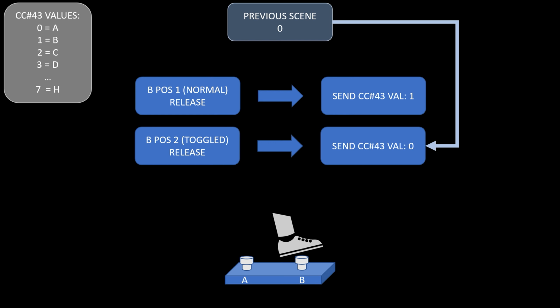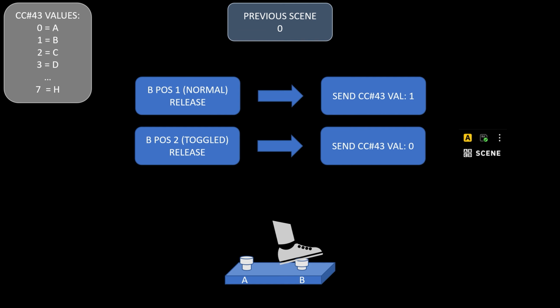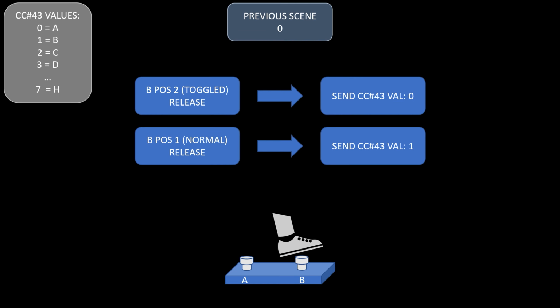And we pull the current value of the scroll counter, which is set to 0 because our previous scene was A. And so we send that and our QC switches to scene A. If I were to stomp B again and take it off of toggle mode, I go back to my normal release message, position 1, and I again send CC43 value 1, which goes back to B. And I can keep toggling preset B to switch between A and B.